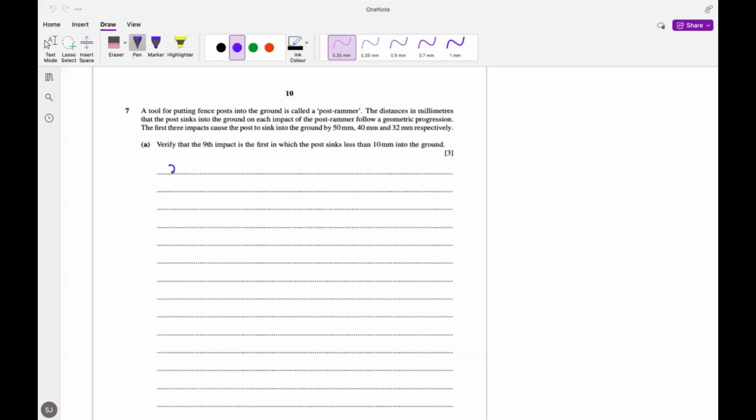Now, as it is a geometric progression, the nth term is given by a r to the power n minus 1. As a is 50 over here, and to find r, we divide two consecutive terms. So r will be the second term divided by the first term, which is equal to 4 upon 5. So the nth term formula will be 50 into 4 upon 5 to the power n minus 1.